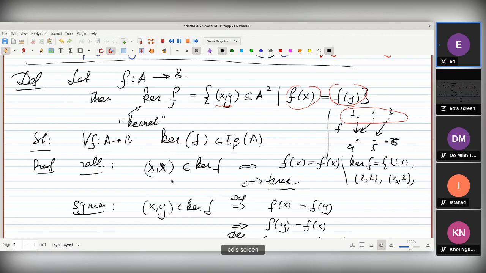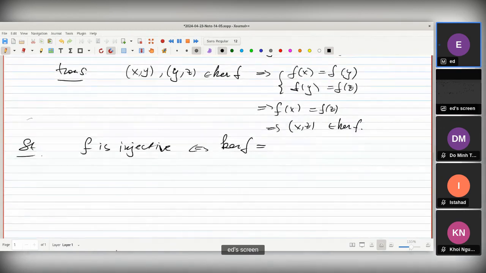But what else? Which other elements are identified? Yeah, exactly, 1 and 2. But what about 2 and 1? It must be symmetric. And of course also 2 and 1. So the kernel is the set of pairs which are treated identically by our function, which our function cannot discern.